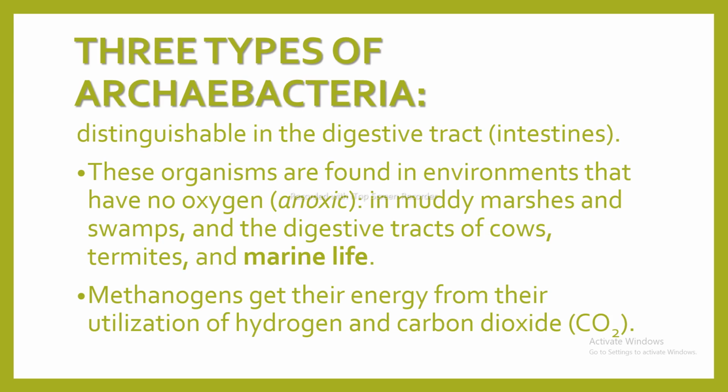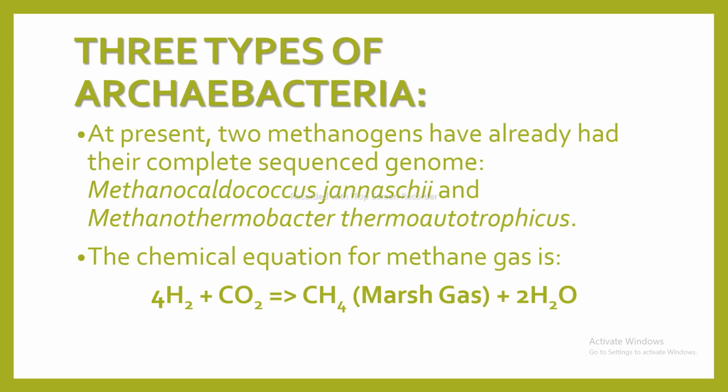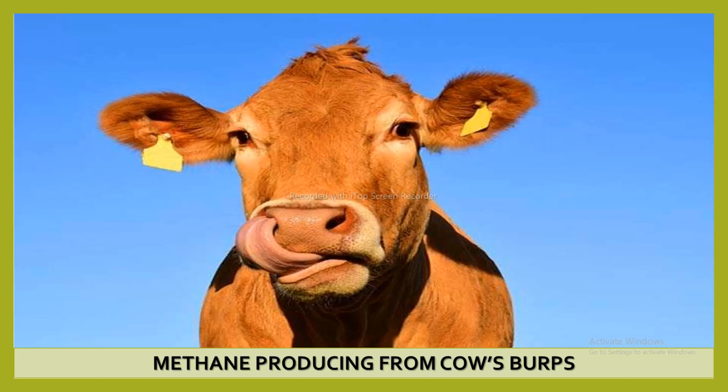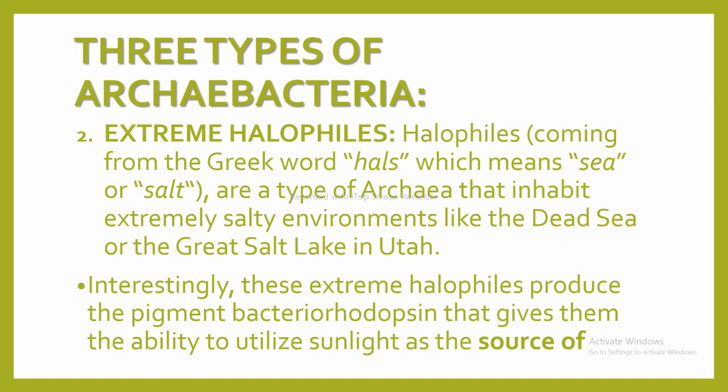The methanogens get their energy from the utilization of hydrogen and carbon dioxide (CO2). At present, two methanogens have already had their complete genome sequenced, which include Methanocaldococcus jannaschii and Methanothermobacter thermautotrophicus. The chemical equation for methane gas is 4H2 + CO2 = CH4, or marsh gas, + 2H2O. This is the methane which is produced from the cow's burps, as shown in the figure.